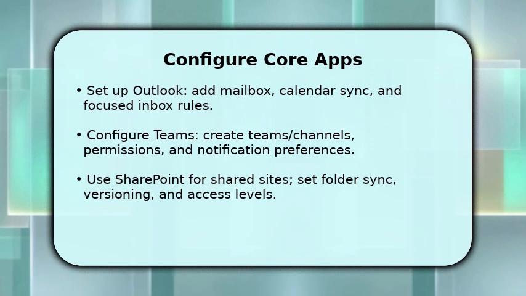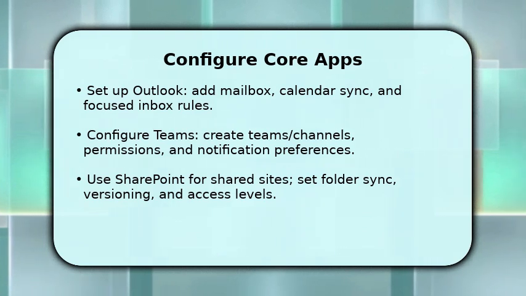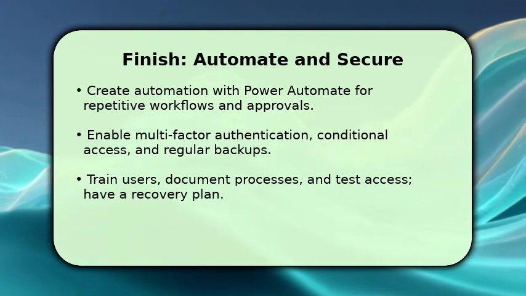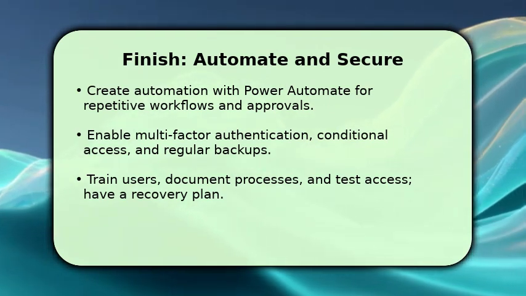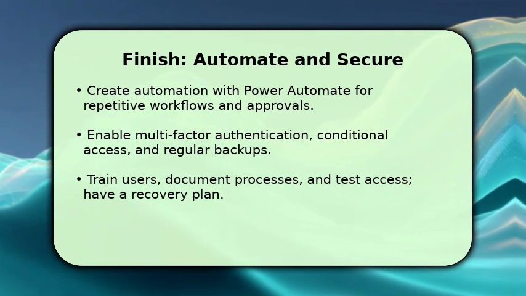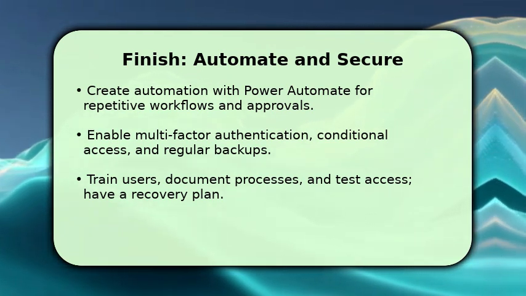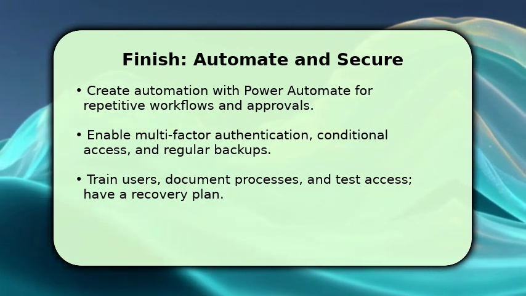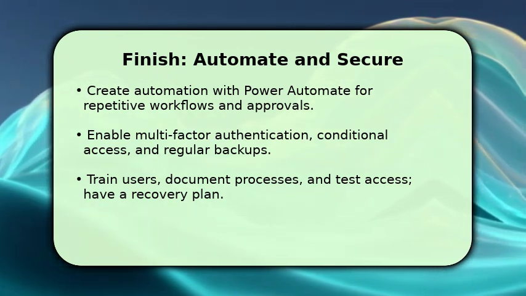You finish by automating routine tasks and locking down security. Use Power Automate to create simple flows for approvals and file routing, then enable multi-factor authentication and conditional access to protect accounts. Schedule regular backups and verify OneDrive and SharePoint retention settings so data is recoverable.